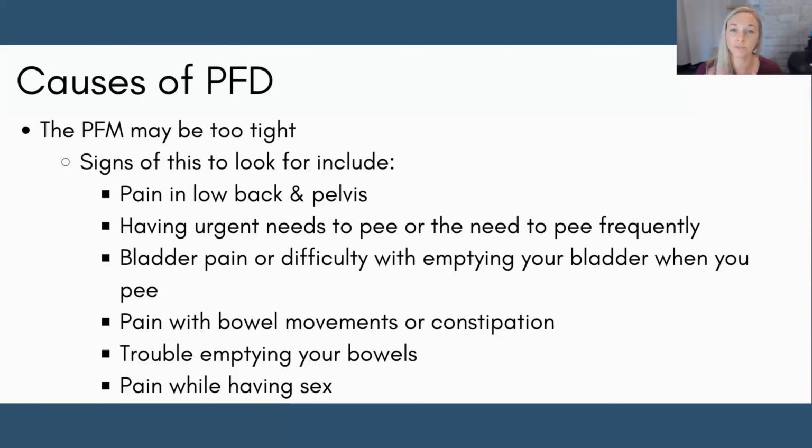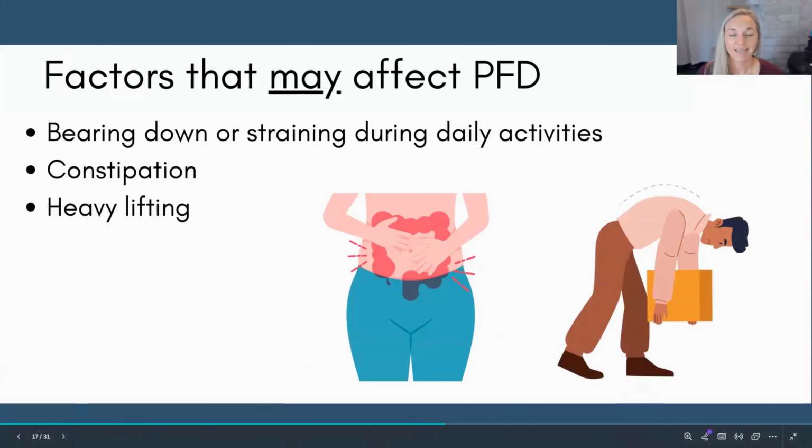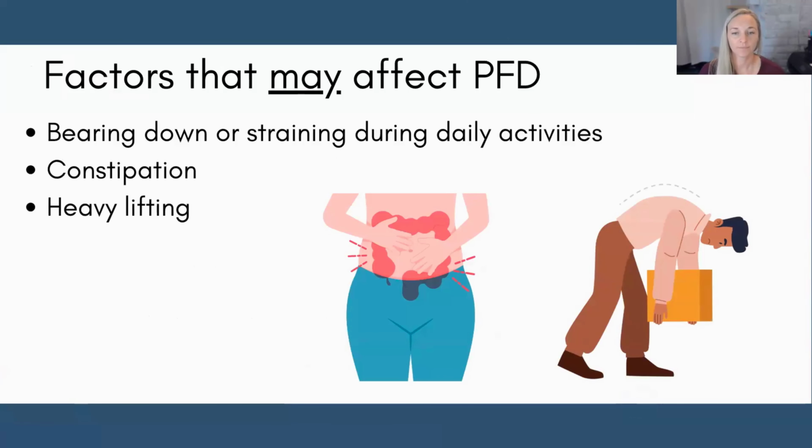Some signs of too tight of a pelvic floor can include pain in your low back and in the pelvis and the hips. You could have urgency and needing to pee frequently. There can be bladder pain or difficulty with emptying your bladder when you go to the bathroom. You can also have pain with bowel movements or constipation if you have trouble emptying your bowels, and also pain while having sex.